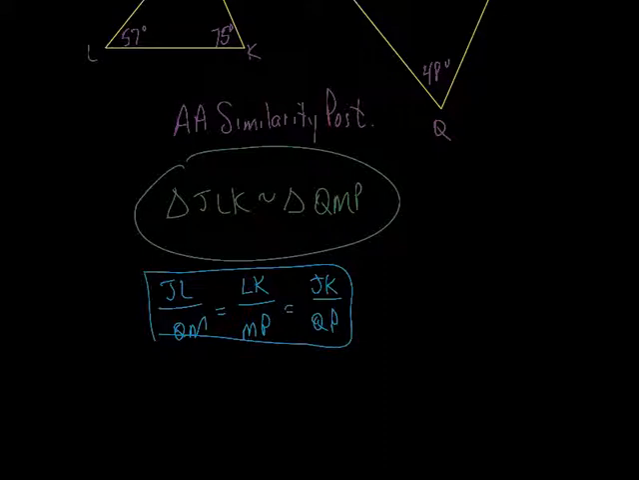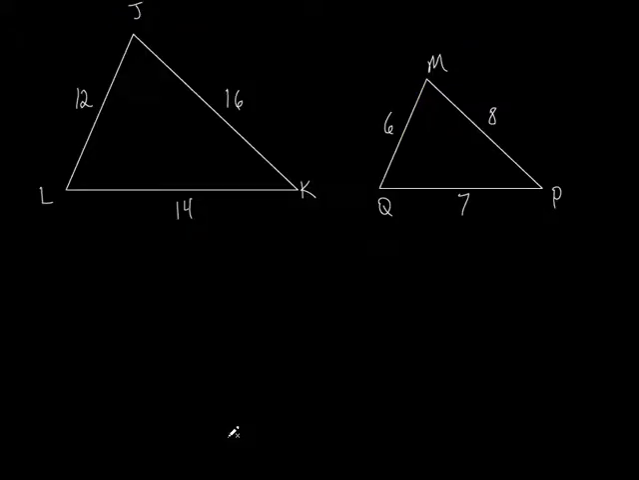Let's do another example. I almost forgot about this. Here's another situation. Look at this. I don't know anything about the angles. They didn't tell me that any of these angles were equal. But I do know the lengths of these sides. So what I'm going to do is look at the corresponding sides. Look at this side. This is 12 and 6.